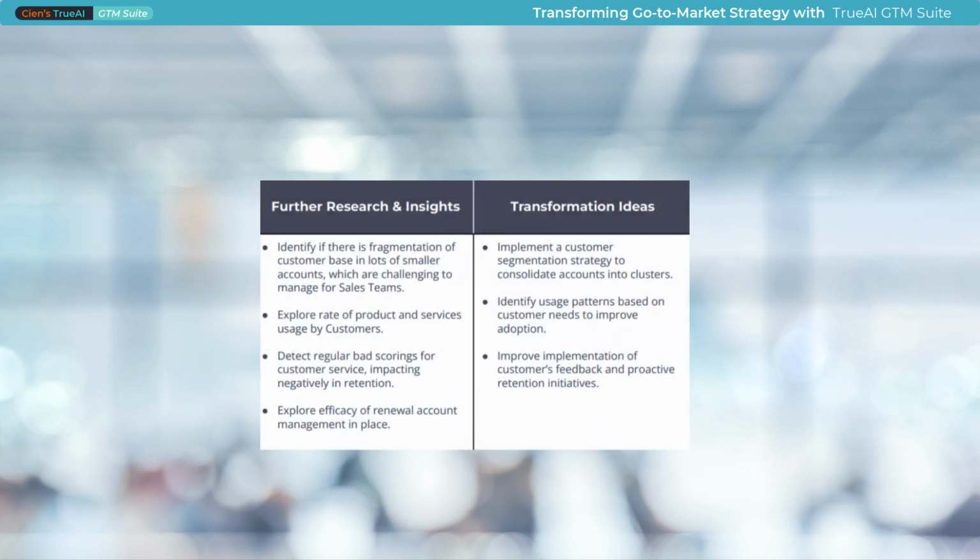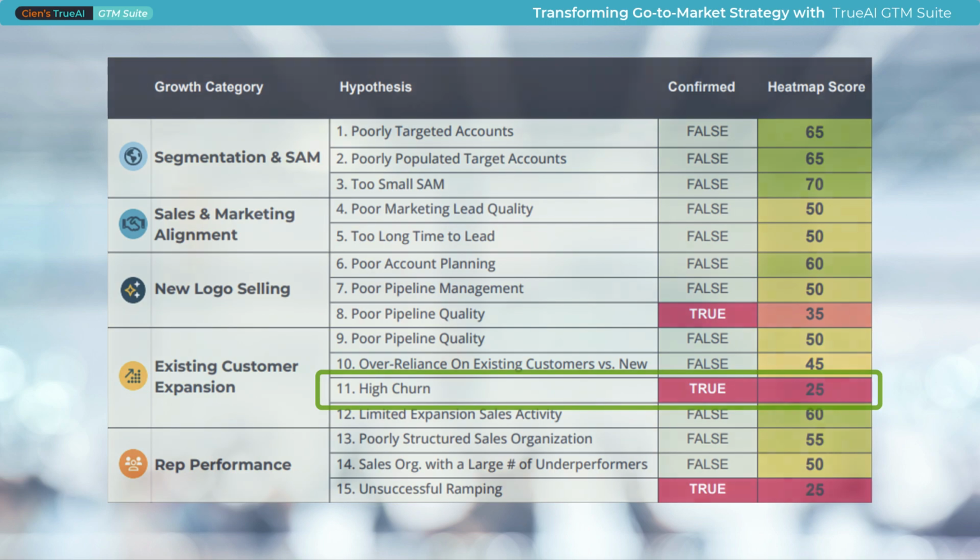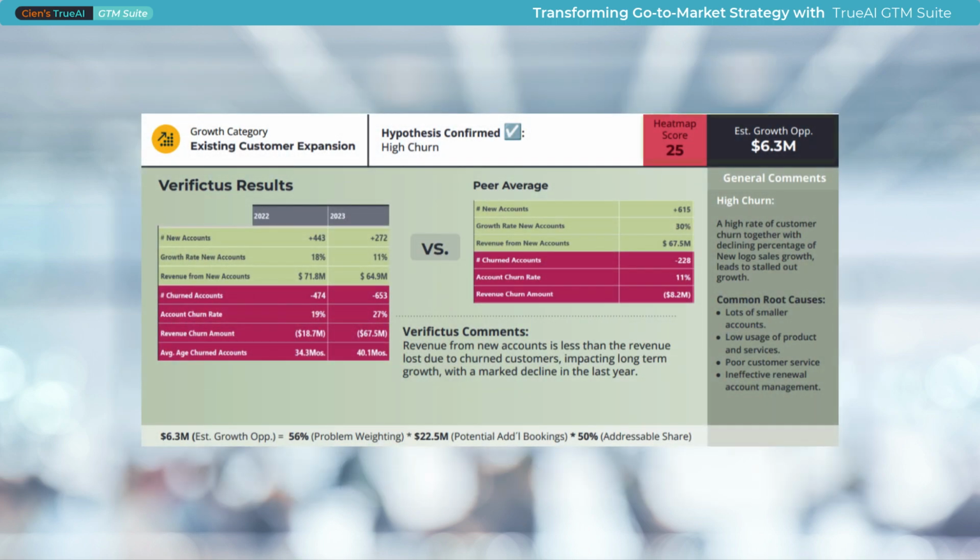The RevOps team can now dig deeper. The same analysis can be done by geography, role, or function. Additional ideas for research and transformation are included in the Heatmap process. The confirmed hypothesis is added to the Heatmap analysis. In it, Cien.ai includes an estimation of the growth opportunity, as well as information on common root causes to identify transformation leverages. That wraps up this quick hypothesis verification.